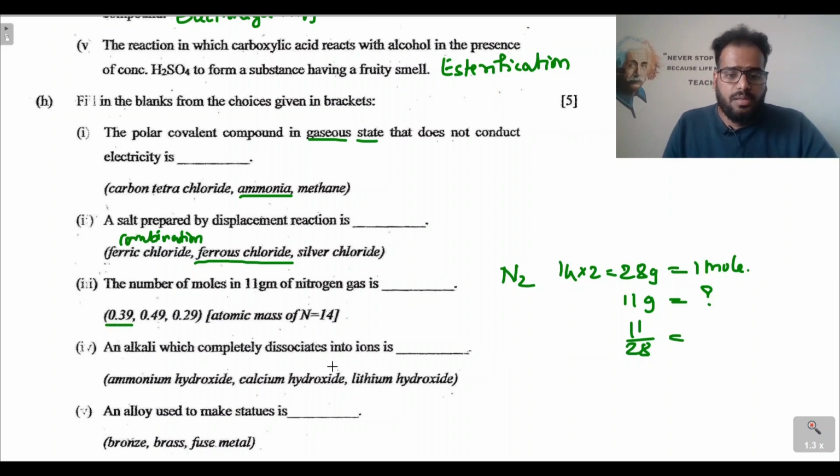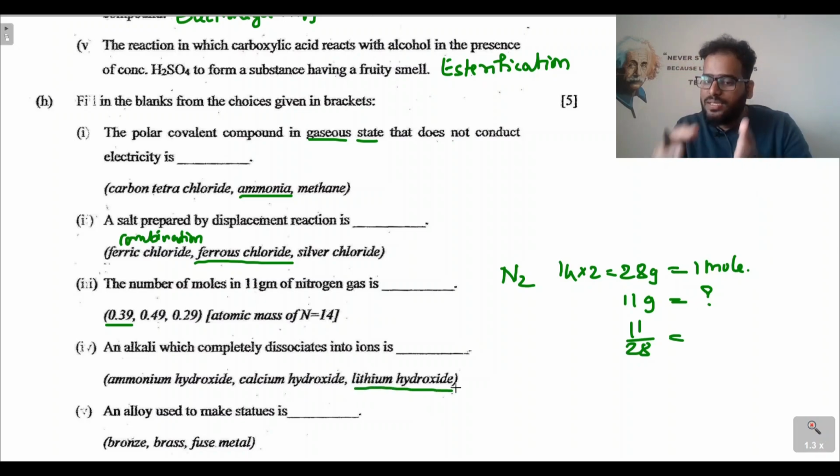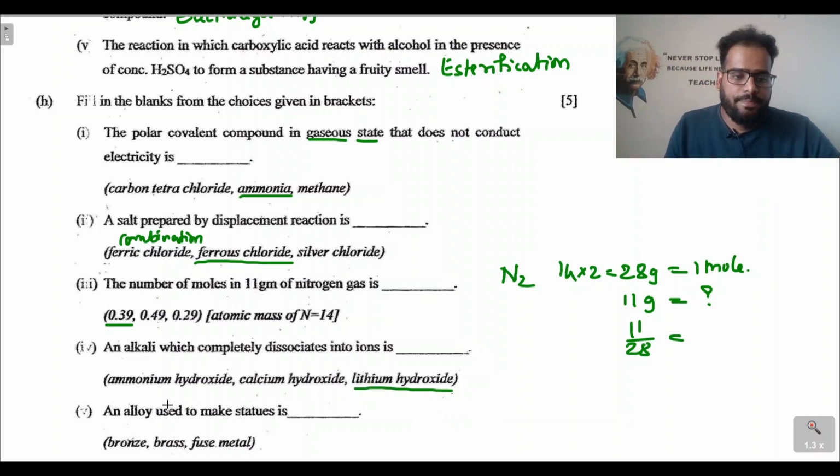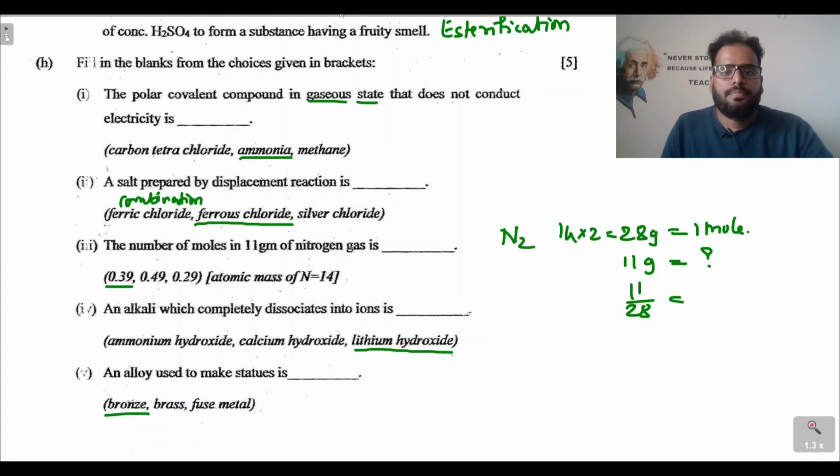An alkali which completely dissociates into ions is. So it should be a strong electrolyte. Strong alkali. So remember, ammonium hydroxide and calcium hydroxide are weak alkalis. Lithium hydroxide or group 1 metal hydroxides are strong. An alloy used to make statues. For statues, which one will we use? Bronze, brass, fused metal, bronze. Statues are made of bronze, right? That we will use. Chalo.